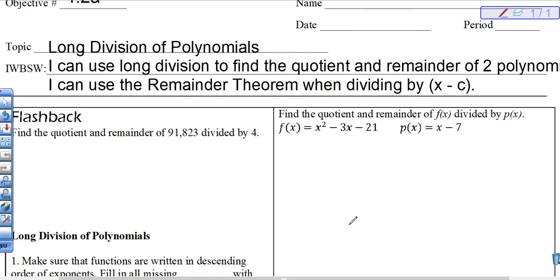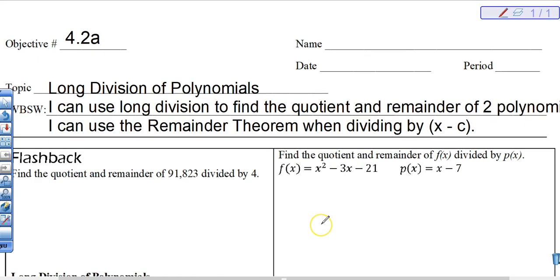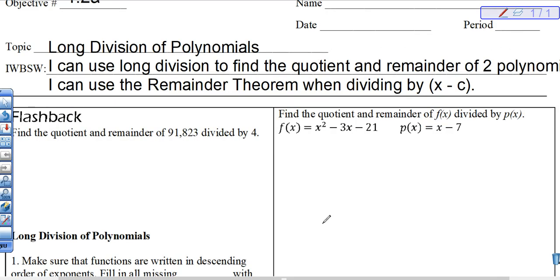Hi, guys. Okay, so this is 4.2a, and so we're into 4.2. The objective is all about pretty much dividing polynomials, and it's going to be new. Be prepared to have to persevere. Okay, so our topic, long division of polynomials, and our objectives.